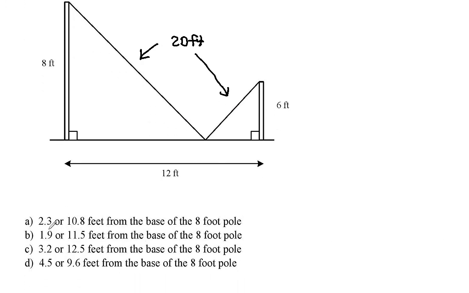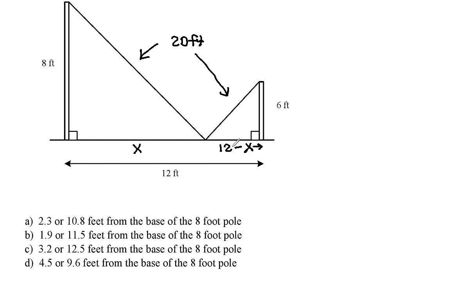And our answers, they're telling us either 2.3 or 10.8 feet from the base of the 8-foot pole. Okay, so that's giving you this length right here. That's the way they pose the problem. That's our unknown, so let's let that be our x. And this whole thing is 12, so that means that this piece down here has got to be 12 minus x.